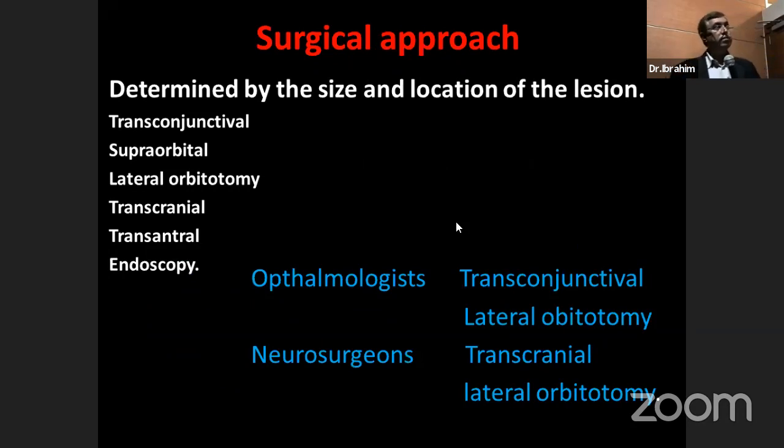If you have a case and give it to the ophthalmologist, he will use the transconjunctival approach or the lateral orbitotomy. If you give it to the neurosurgeon, he uses the transcranial approach or lateral orbitotomy. But there are so many approaches: transconjunctival, supraorbital, lateral orbitotomy, transcranial, transantral, and endoscopic.